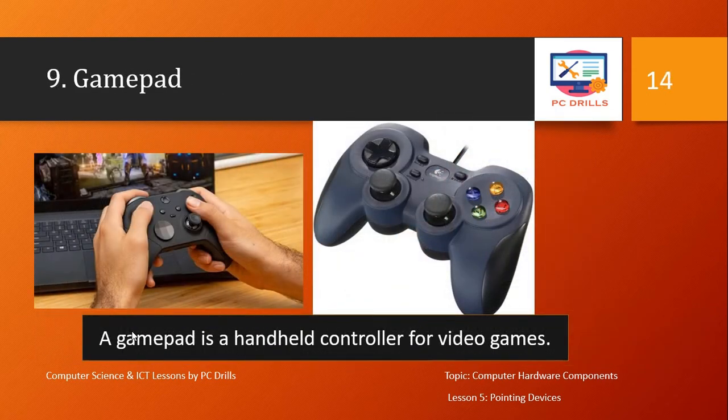Next, we have a gamepad, mostly used by gamers for playing games. A gamepad is a handheld controller for video games. On the left, you have one and how to use it. On the right, we have another design. Both work the same way. And you can see their joysticks. If you remember, we just covered the joystick above.